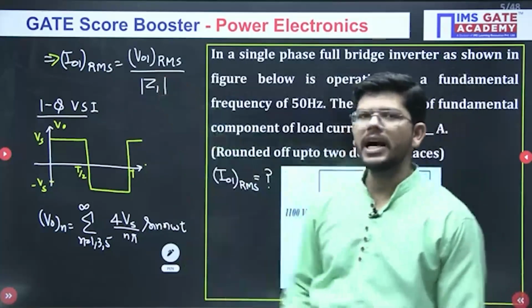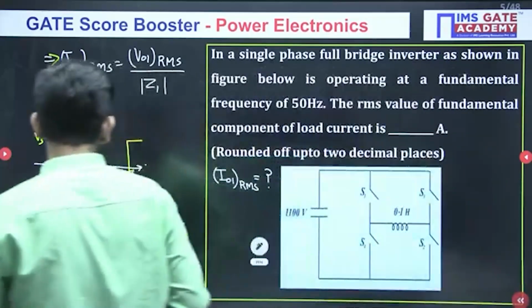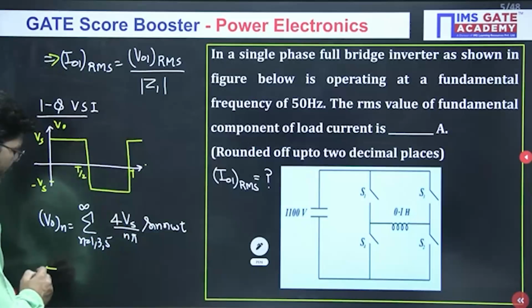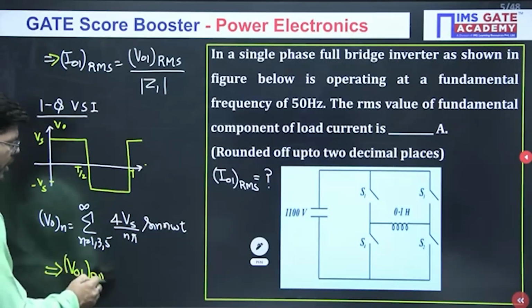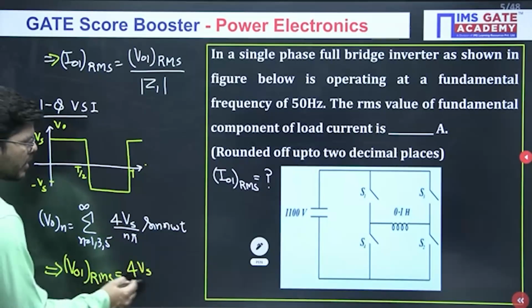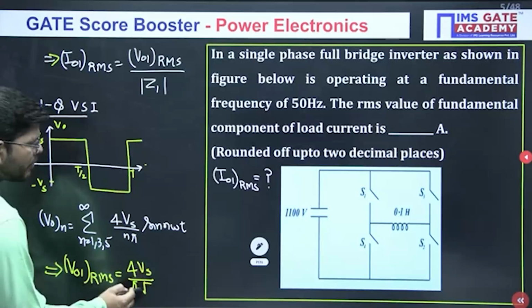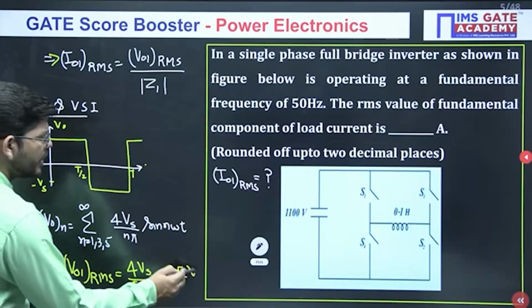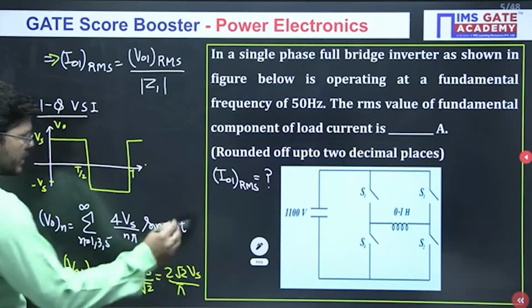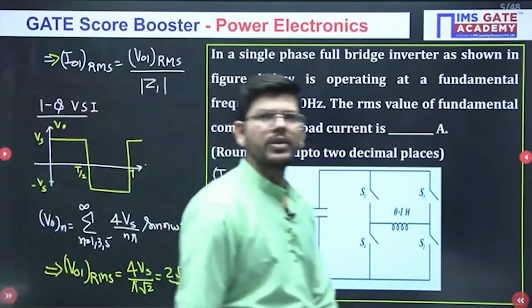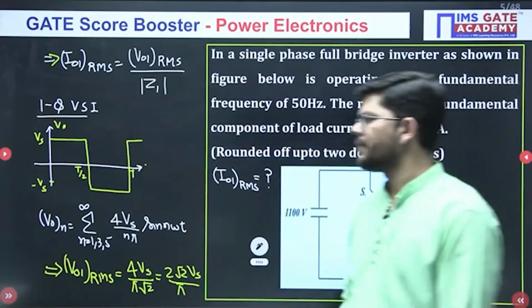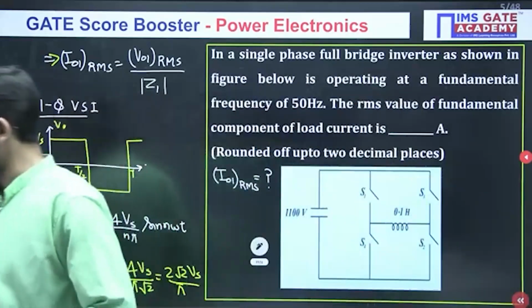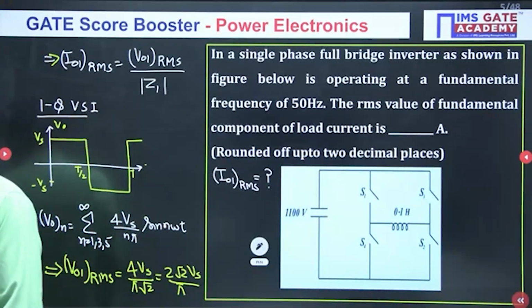This will be the Fourier series expression. We need the fundamental RMS voltage. So what will be the fundamental RMS voltage from here? For fundamental, you have to put n equals 1 here. So it will be 4 Vs over pi, and for RMS you have to divide it by root 2. So you may write that it will become 2 root 2 Vs over pi. This will be the fundamental RMS voltage. Very good, Nilesh.